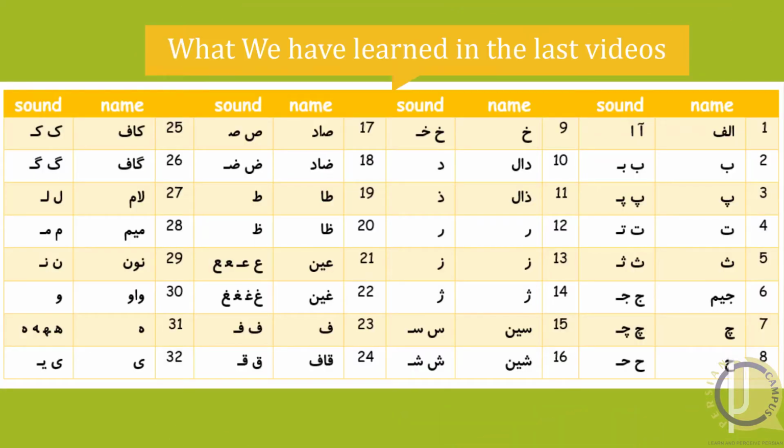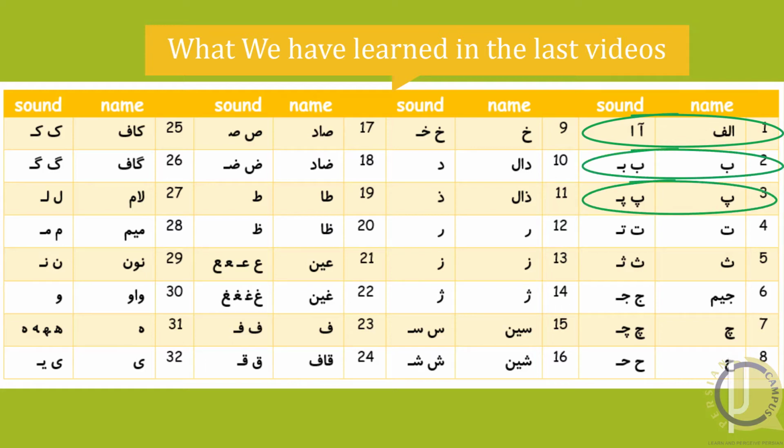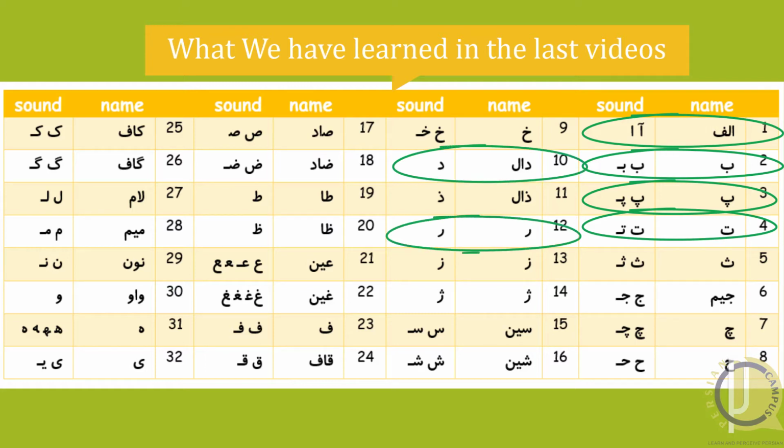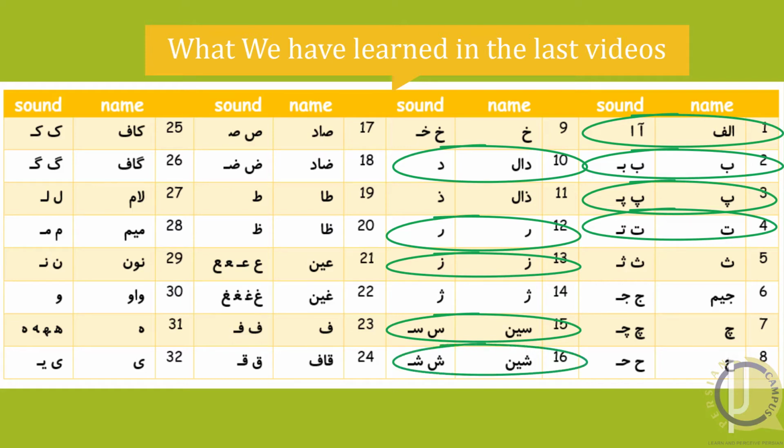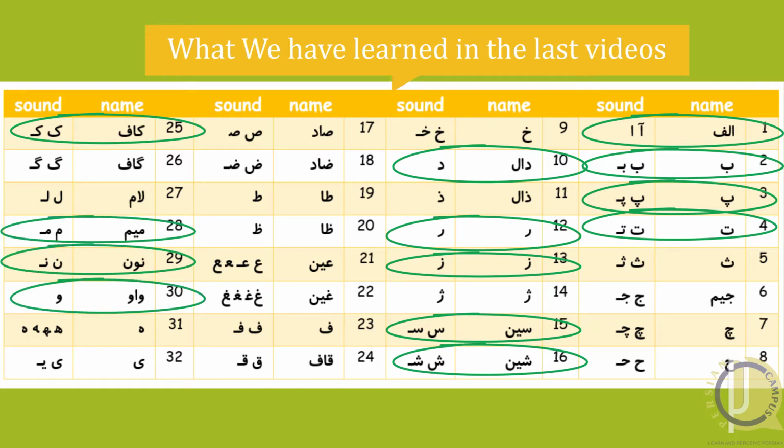Let's see what we have learned. But first, remember that we don't cover the letters in order. So, in the last two videos, we have learned Aleph, B, P, T, Dal, Re, Z, Sin, Shin, Kaf, Mim, Nun, Vav, He, and Ye.